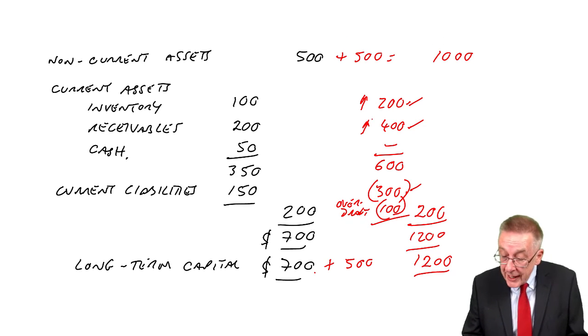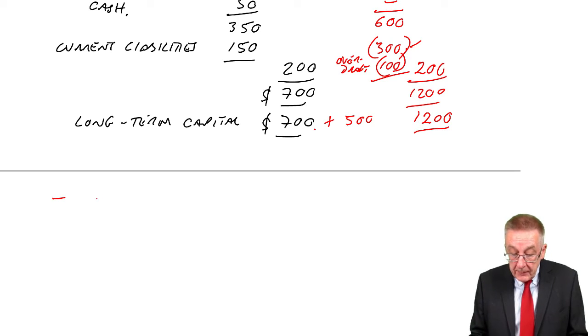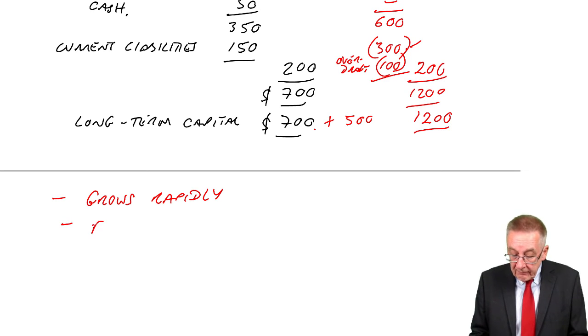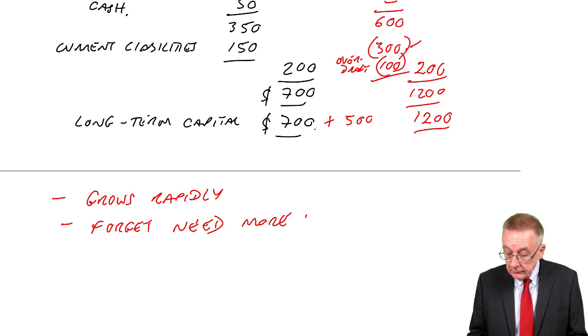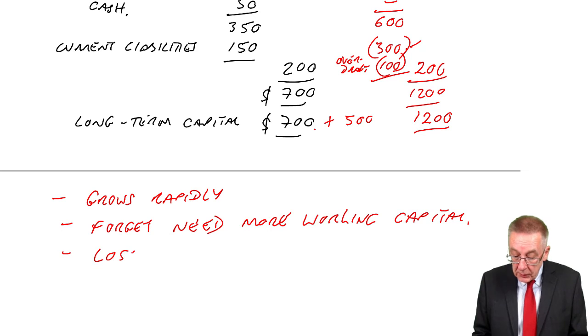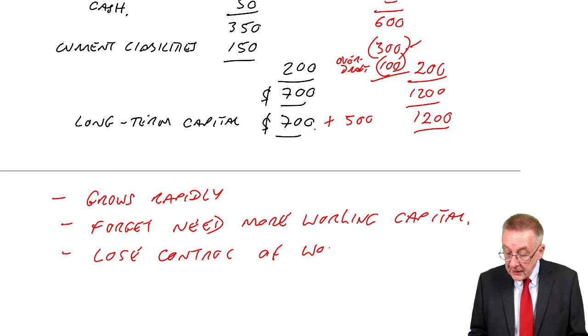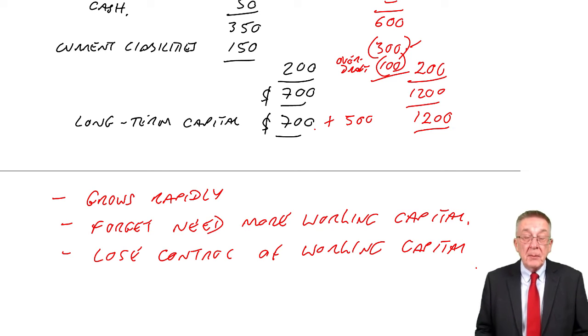And so that's what overtrading is. It's where a company grows rapidly, they forget they'll need more working capital, and they lose control of the working capital, and then have, as I've been explaining, I hope, liquidity problems.